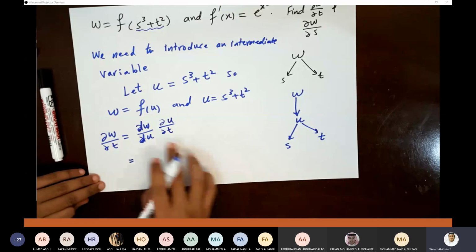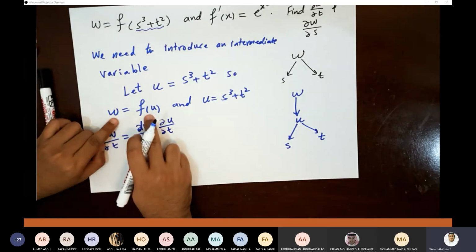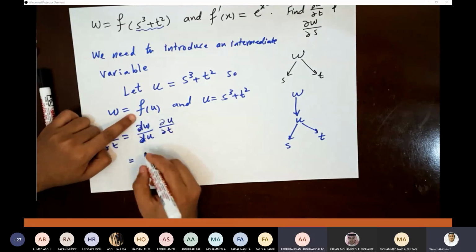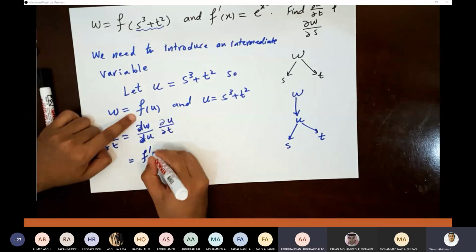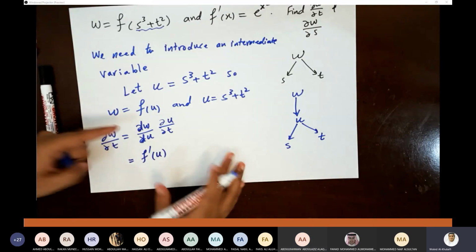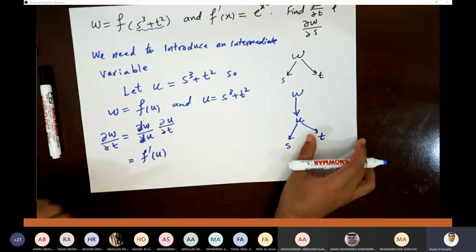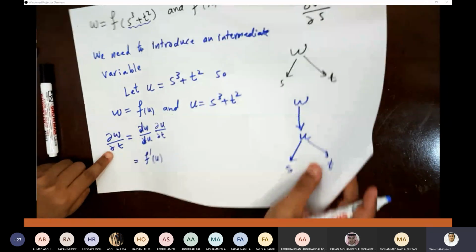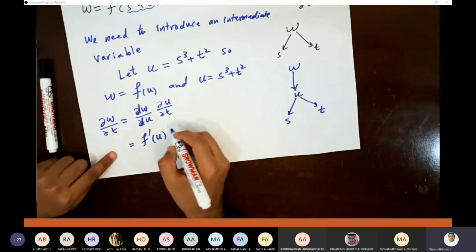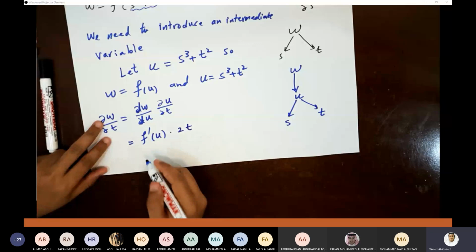Now what is dW by du, Shabab? dW by du. What is the derivative of f? f prime. f prime of u. Very good. f prime of u. We put f prime, since I don't know who f is, so I will write f prime. Whenever you have a function f, it will be the derivative. Okay, times partial u by partial t. This is u, so the derivative of u with respect to t is 2t. Okay, which is equal to.